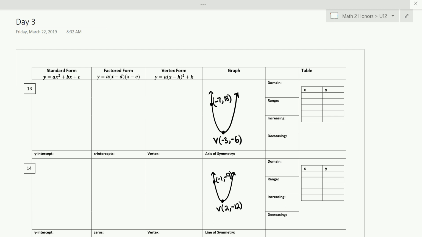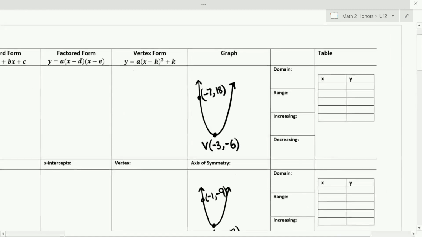In the graph, if you see a V there, that's representing vertex. Okay. So we have a vertex at -3, -6, and we might as well fill that in. That's given to us. And then we're given another point, -7, 18. Okay. So -7, 18. Well, let's start here.